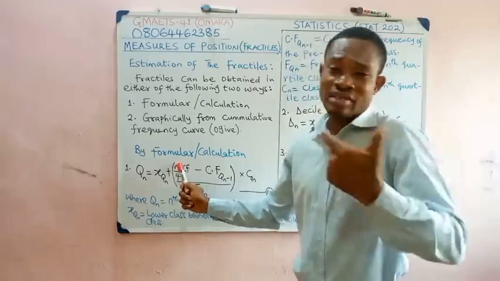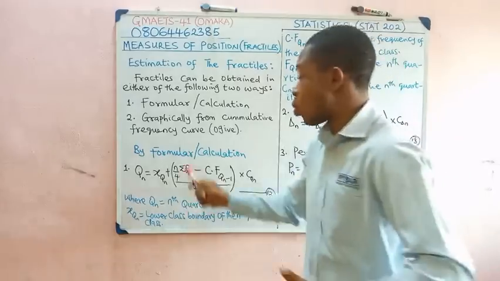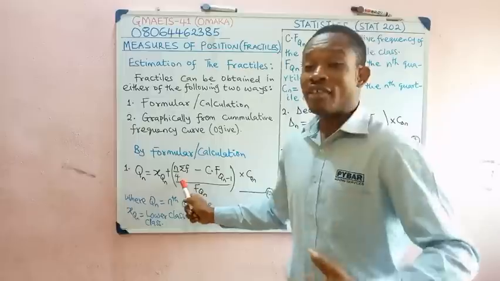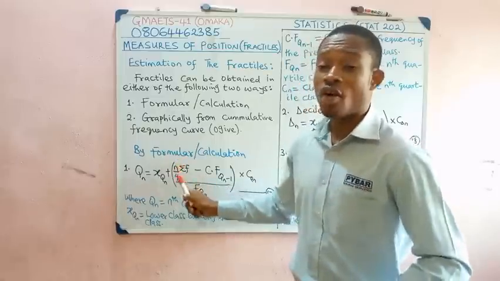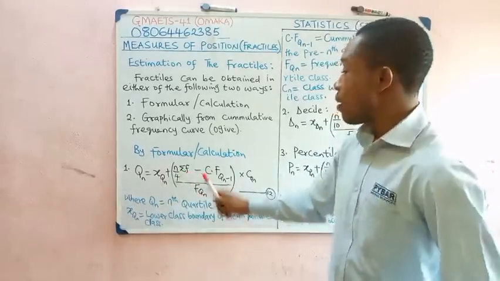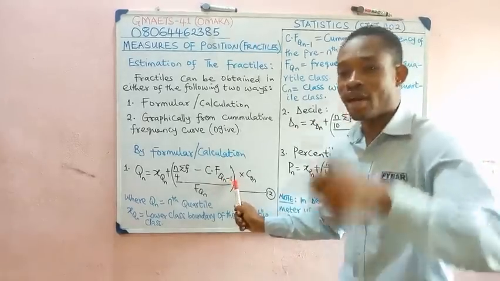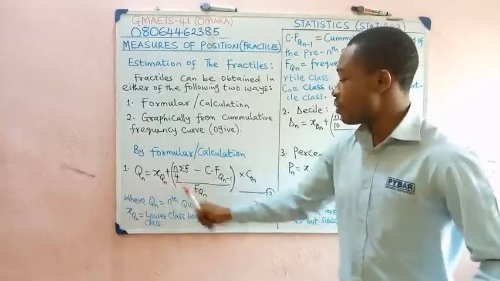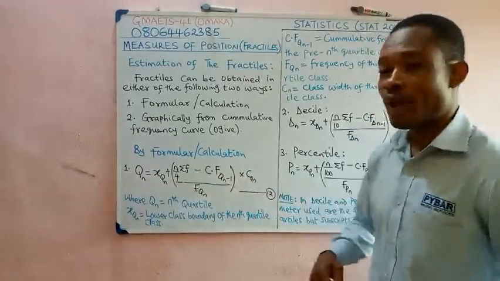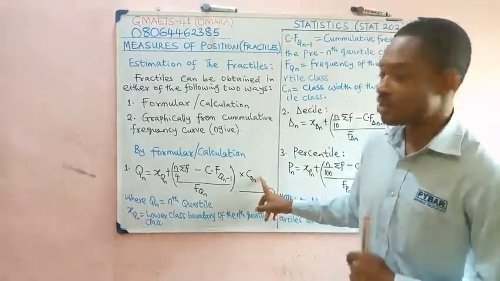So the n here depends on the particular quartile you want to get. If it is the first quartile, it will be 1 over 4. If it is the second quartile, it will be 2 over 4. If it is the third quartile, it will be what? 3 over 4. Then times summation of all the frequencies minus cumulative frequency of the pre-nth quartile class, divided by frequency of the nth quartile class, close your bracket, and multiply by the class width of the nth quartile class.